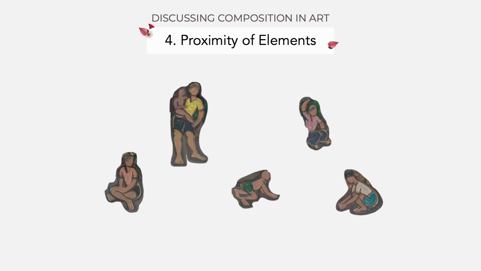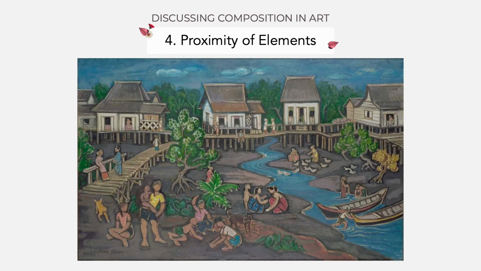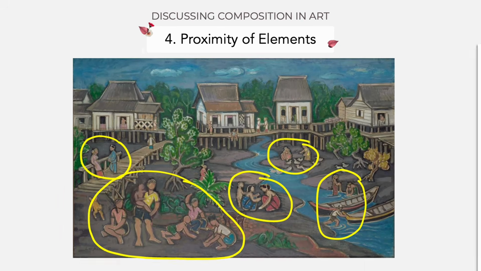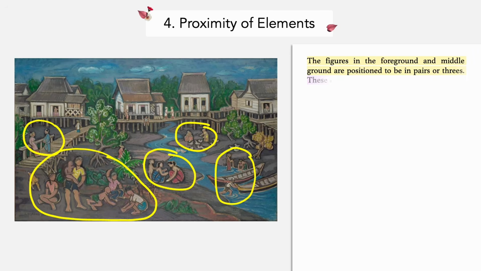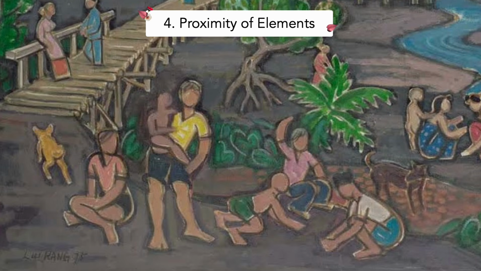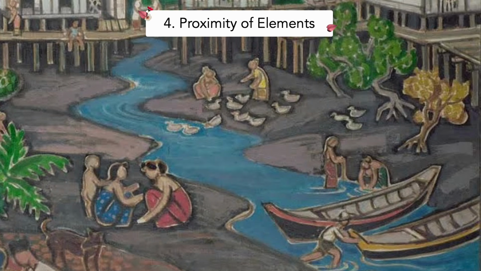How far or how close are the elements in the artwork? I noticed that the figures are always grouped together, and placed close to each other. Here, here, here, and here. Write that down and explain why they are positioned together. Perhaps, clustering the figures together shows the spirit of togetherness, or the kampung spirit, that these villagers have when living together. They treasure collaboration and harmony, helping each other out with chores and enjoying each other's company.